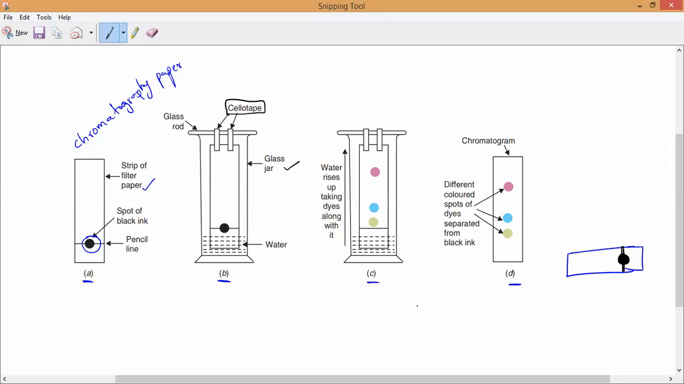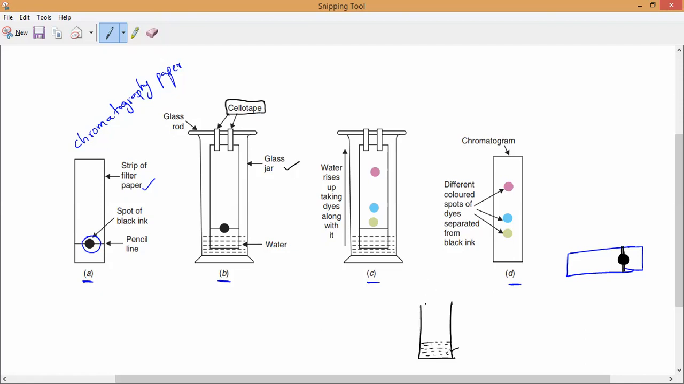We have to take one glass jar and pour a little amount of water. Remember, a little amount of water, so the black dot should not be dissolved. The black dot should not mix, so the water level should be lower than the black spot. Is it okay, guys? Take a certain amount of water.